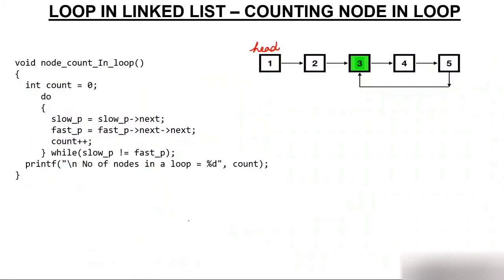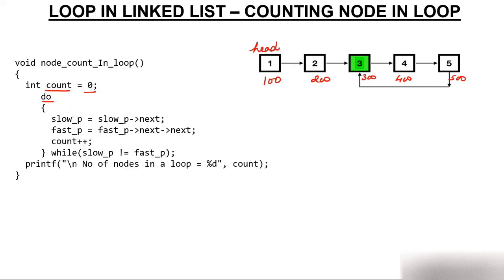So the program will jump here. Again, let the address of this node be 100, this is 200, this is 300, this is 400, and this is 500. Fine. So what we have made is a variable counter. We have initialized count with 0. So count is 0. Then we have a do while loop.